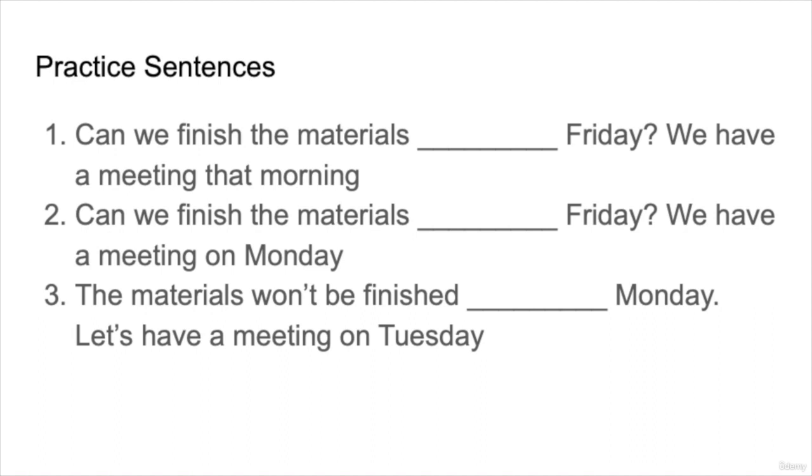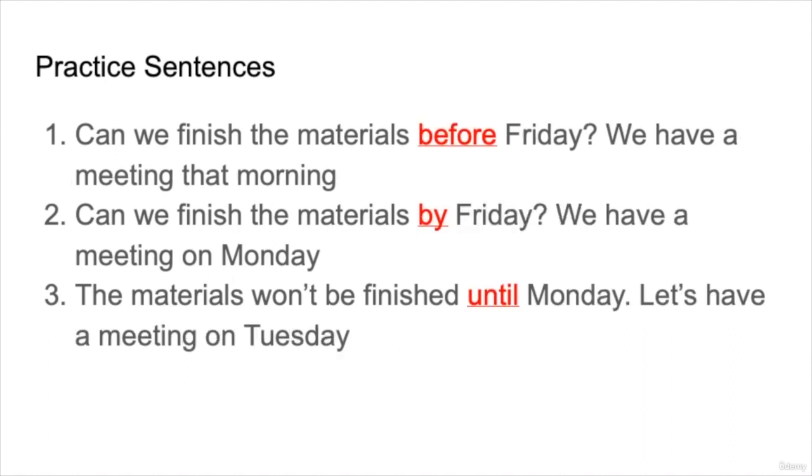And let's practice with some practice sentences. Let's look at the blanks and decide, based on the second sentence in each of these sentences, which one we will choose: before, until, or by. So the first one, we have a meeting that morning. The second, we have a meeting on Monday. And the third, let's have a meeting on Tuesday. Let's look at the answers here.